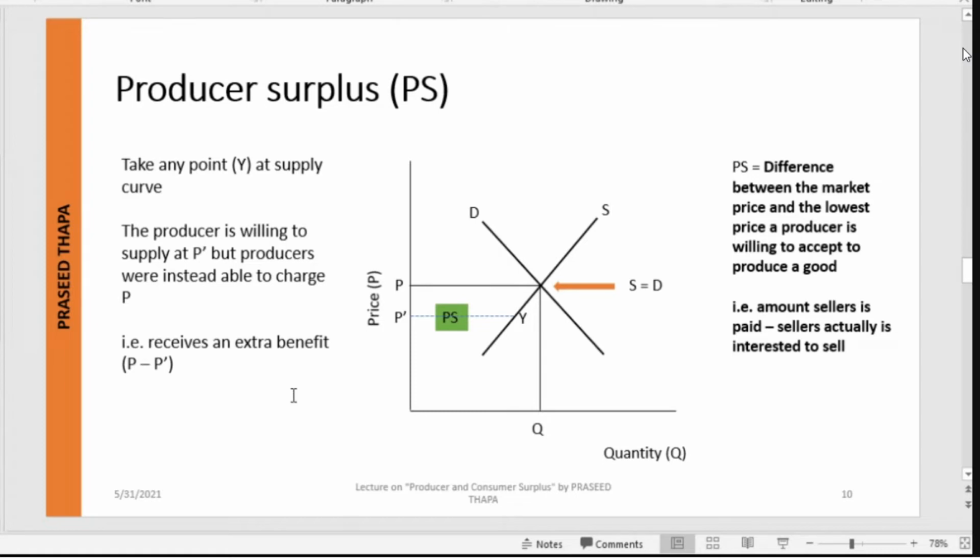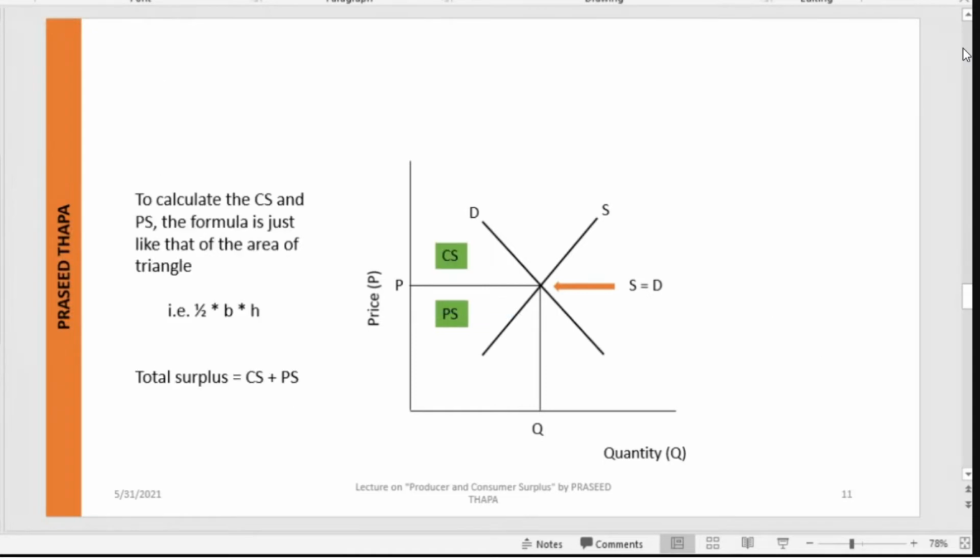Now we got to know about the producer surplus and the consumer surplus. Let us put the producer surplus and consumer surplus in one graph. The upper area is going to be your consumer surplus and the lower area is going to be your producer surplus. In order to calculate the entire area of that triangle, you have to use the formula of half base into height. The half base into height formula is used for the producer surplus, and it is also used for the consumer surplus.